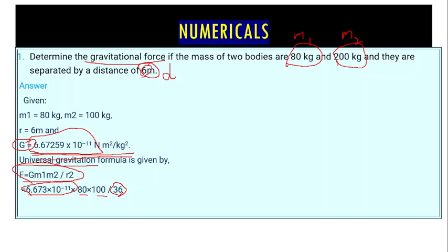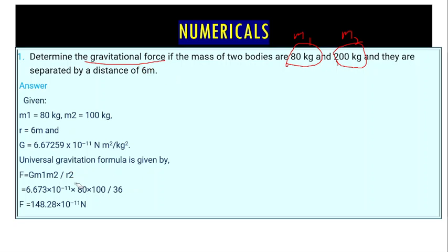This is the distance 6 and we know that it is squared. So 6 squared is 36, and I wrote 36 directly. Now the force will be 114.28 multiplied by 10 to the power of minus 11. This is the force between these two objects. I think you all understood the first one. Now let us see the second one.